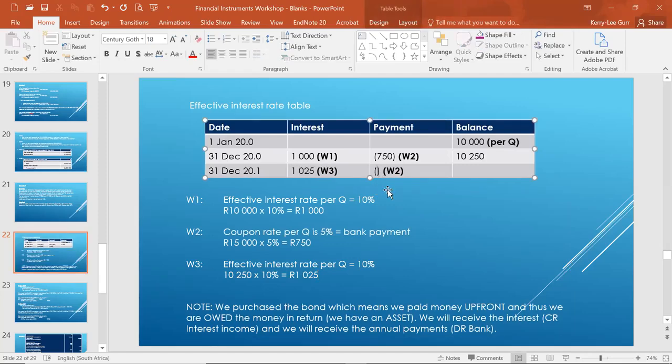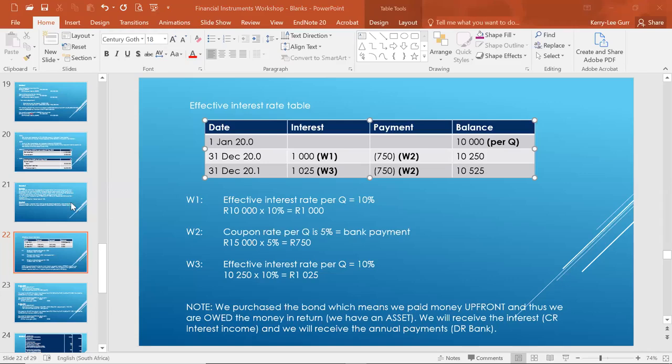Our payments are staying the same. Nothing changes there. We still have the same face value. Your face value doesn't change, and our coupon rate doesn't change either. We can then update our balance: 10,525.